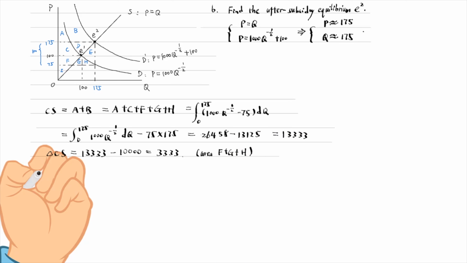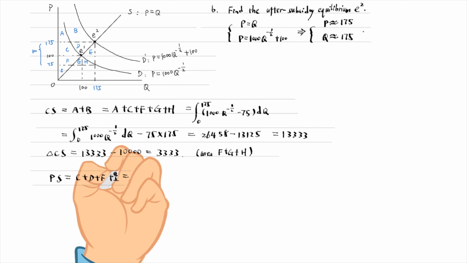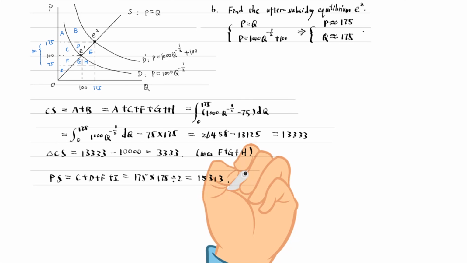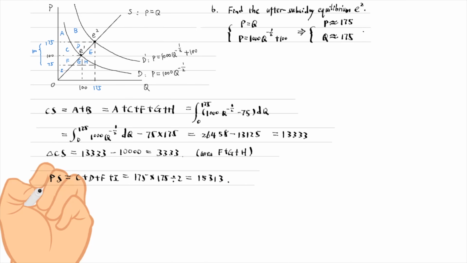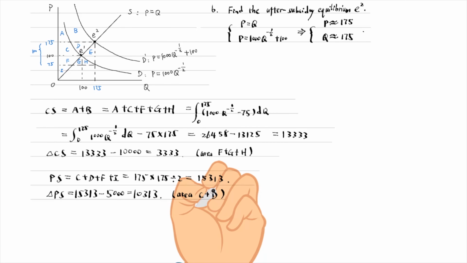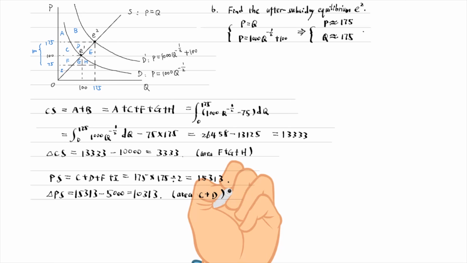Next, we calculate the after subsidy producer surplus. It is the triangle area of C plus D plus F plus I. It is 15,313. The change in producer surplus is 10,313, which is the area of C plus D.